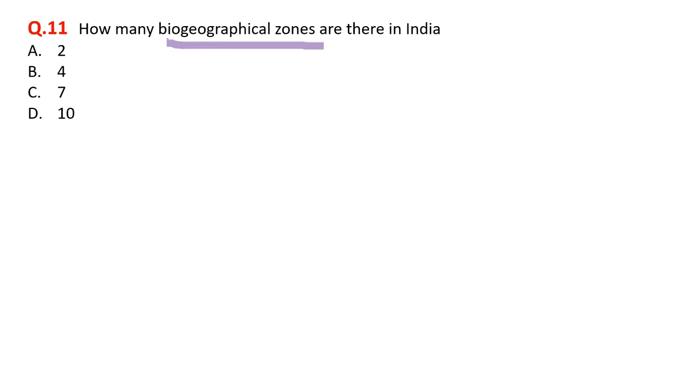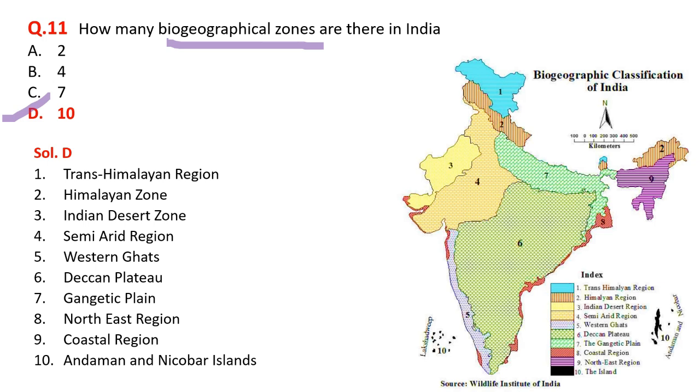How many biogeographical zones are there in India? In our country, different biogeographical zones have been divided. If you have studied this subject, you can answer these questions very easily. But if you haven't studied, you may find all the questions very new and different. The options are 2, 4, 7, 10. The correct option is 10. That is, there are 10 different biogeographical zones. In our country, based on the type of flora and fauna, the biogeographical zones have been classified. It even includes similar climatic conditions.